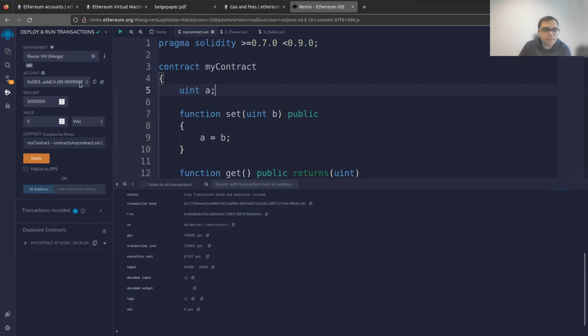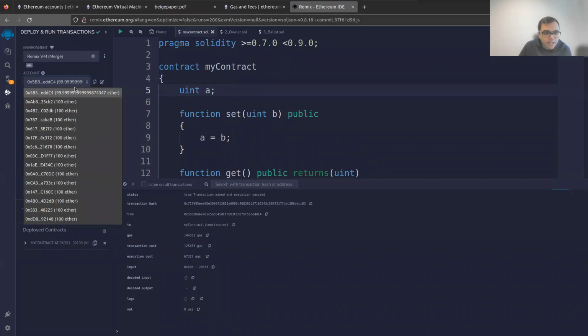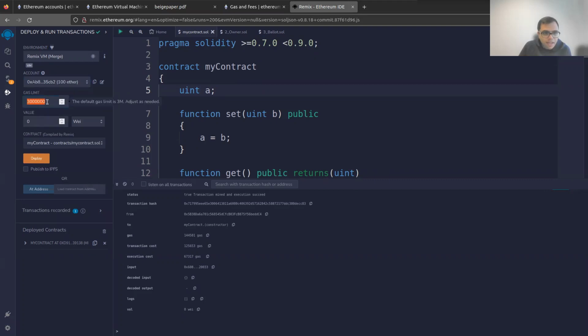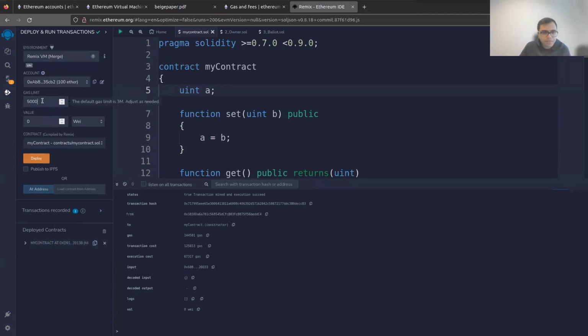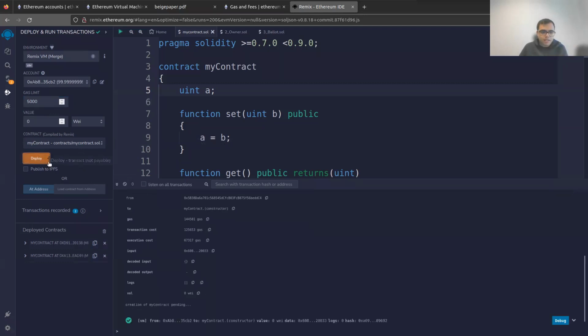Now, what happens if I pay less than this? So let's say I use a different account. Let's say I use the second account and I set my gas limit to 5,000. Okay. Oh, and by the way, when I deployed this contract before, I can then have it here and I can work with it. But let's say I want to deploy this contract with a gas limit of only 5,000. So I'm paying only 5,000 units of gas for the transaction that is deploying this contract. I click on deploy.